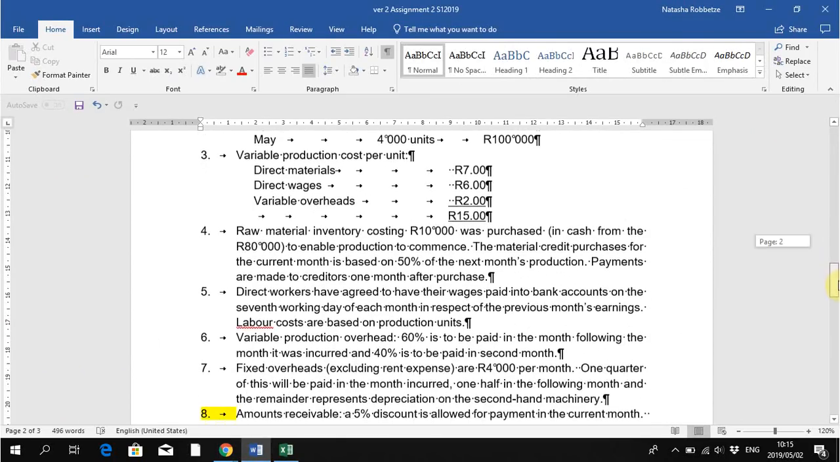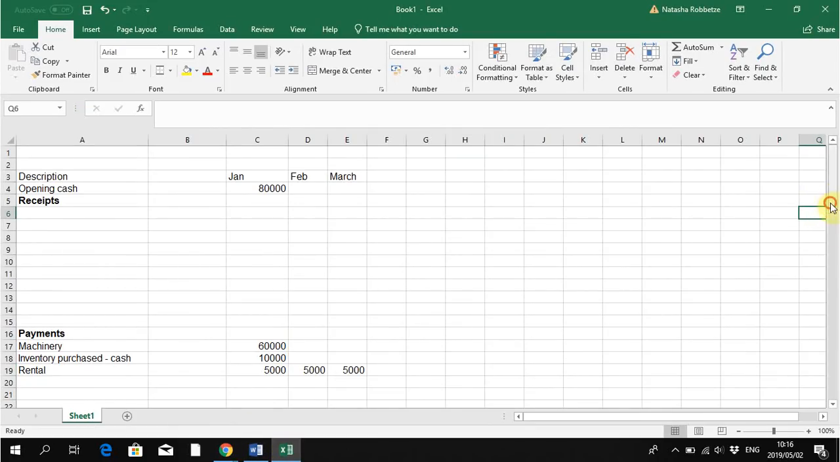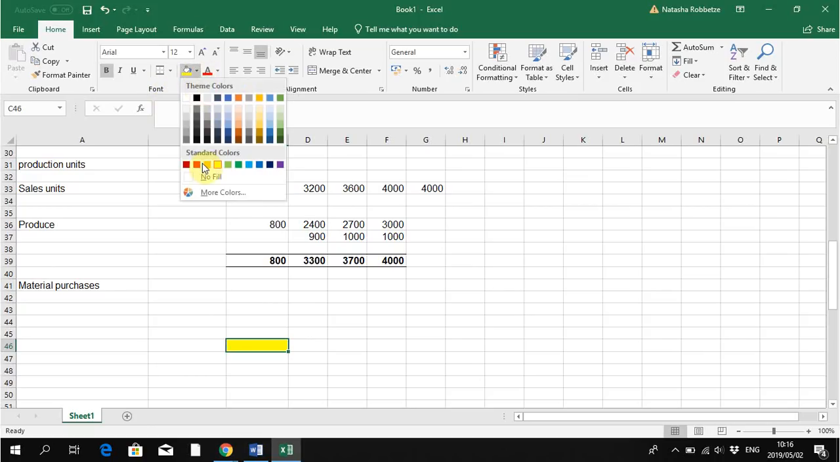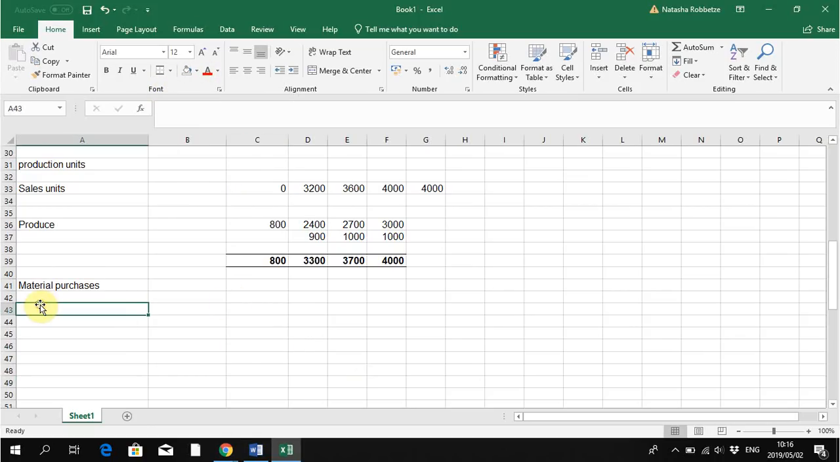If I now look at the raw material rule for credit purchases, they say the material credit purchases for the current month is based on 50% of the next month's production, and payments are made to creditors 1 month after. So we need to go and see now in our support calcs what the material actually is worth. So I'm just going to start with my production, and we've already calculated that now.